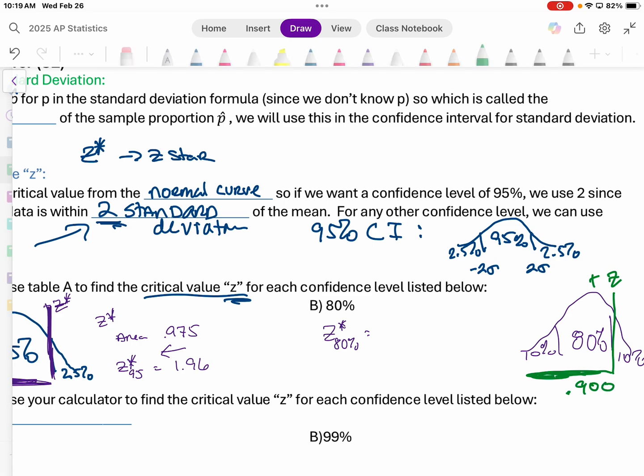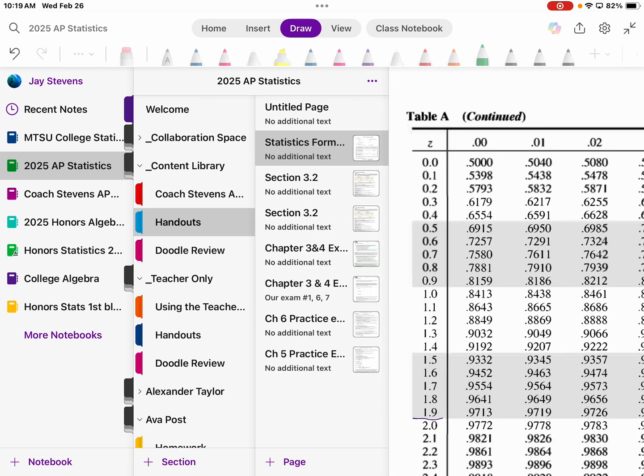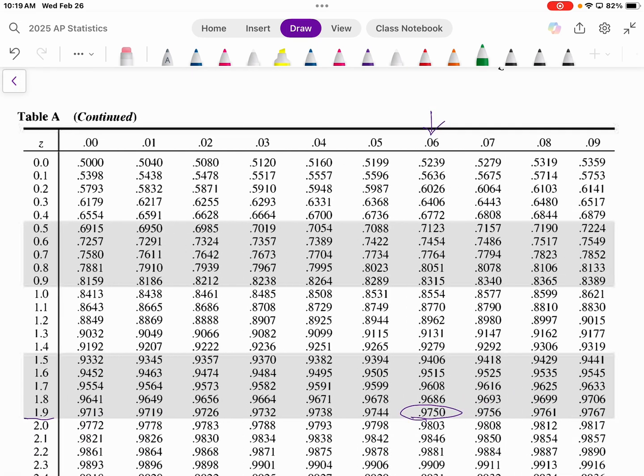So we go back to table A, and then we go for 0.900, so 0.9. All right, here we go. 0.900 is between those two numbers. Which one is it closer to? Is it closer to the 08 column or the 09 column? Yeah, I'd say the 08. So with that in mind, we're going to use a 1.28. 1.28 is what we're going to use for our Z star here.